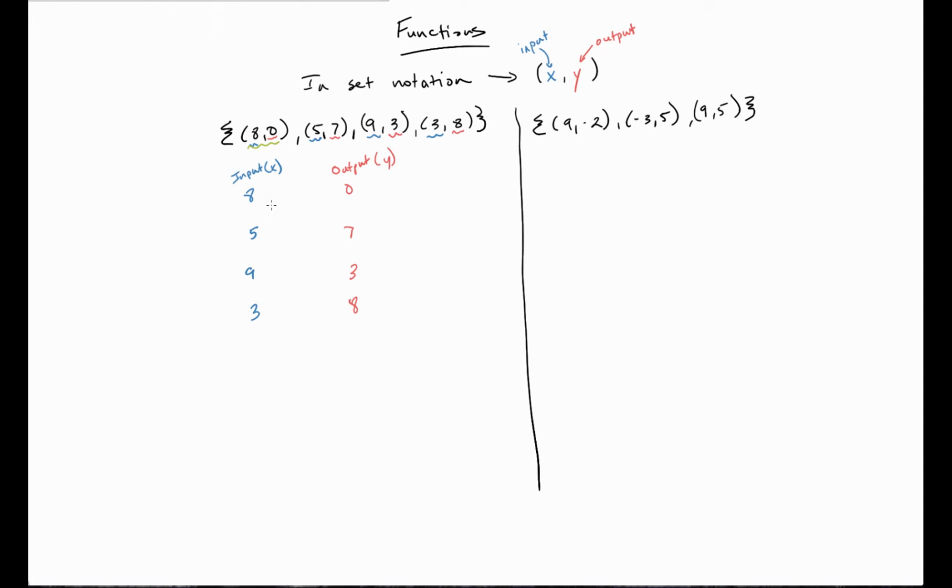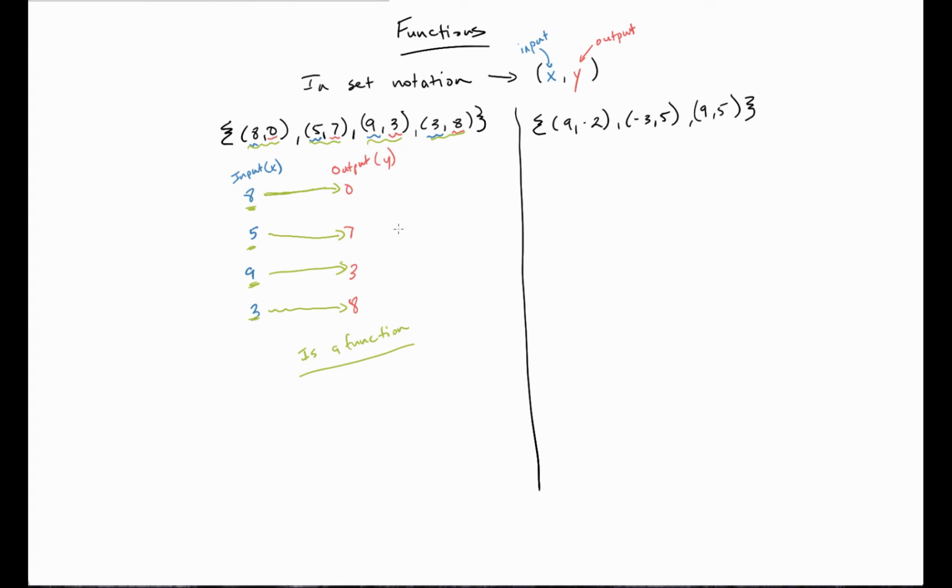So in the first ordered pair here, I have that 8 gives me a 0. Second one, an input of 5 gives me a 7. Third one, input of 9 gives me a 3. And here I have a 3 gives me an 8. Now, you'll notice there's only one arrow going from each of my inputs to a single output, meaning that the 8 only has one output, the 5 only has one output, 9 one output, and 3 only has one output. This is a function.